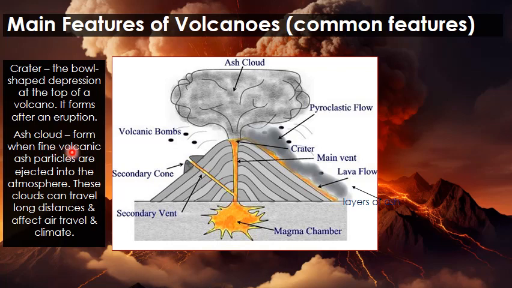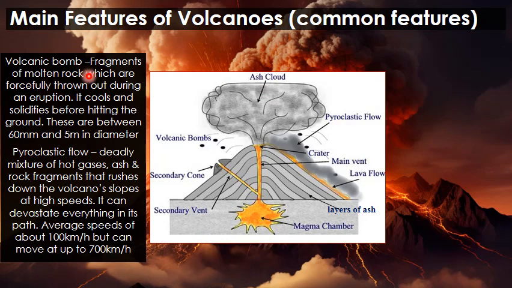And then we have the ash cloud, which is this. It forms when very fine volcanic ash particles are ejected into the atmosphere, right? These clouds can travel long distances, and they can also affect air travel and climate. So we're looking at issues to do with disrupting air movements, because planes will not be able to see and will have to move through ash, and it's just dangerous, and it also affects the climate.